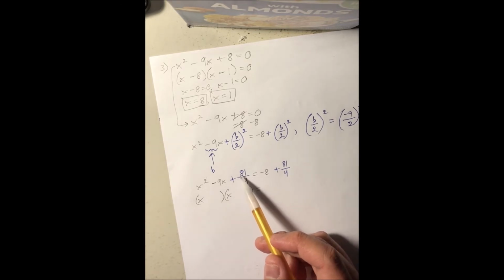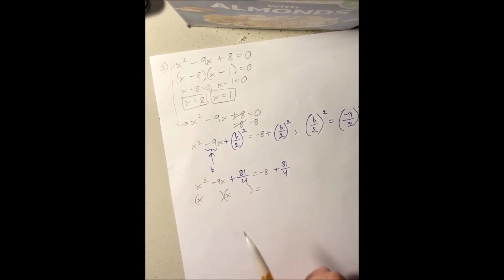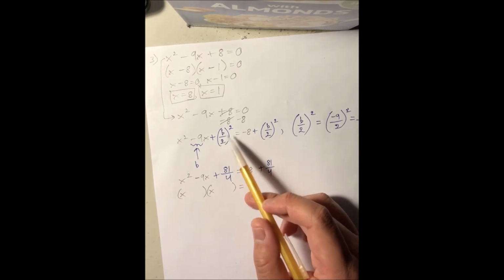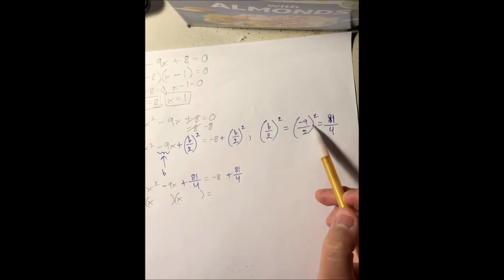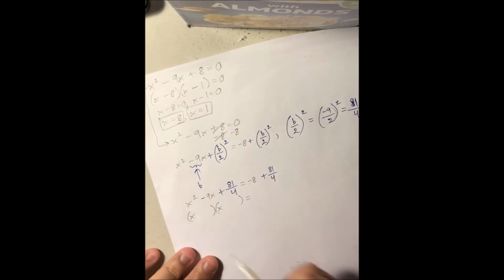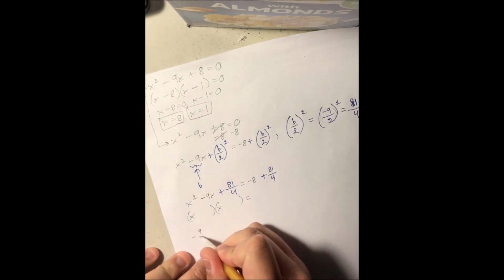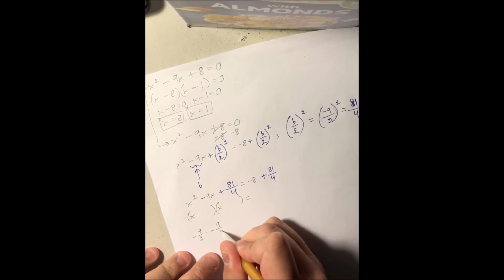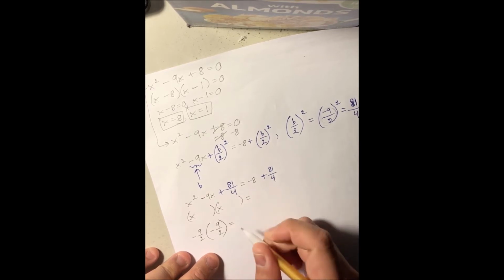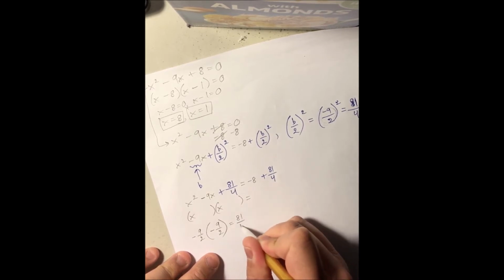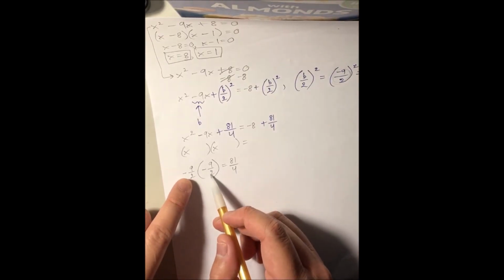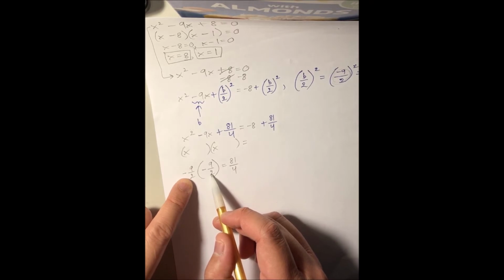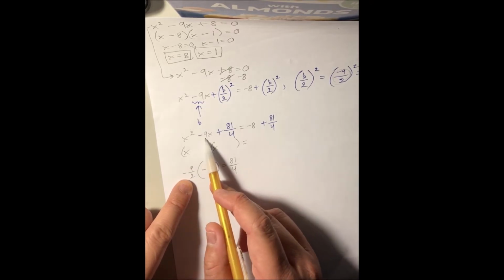Well, I realized that 81 over 4 is the value of the b over 2 squared that I did on top. So maybe I'm going to try this factor, negative 9 over 2 times negative 9 over 2. And of course, it's obvious because we did it earlier too. Negative 9 over 2 times negative 9 over 2 is 81 over 4. But are these two multiplicative factors, when added together, going to give me back negative 9?